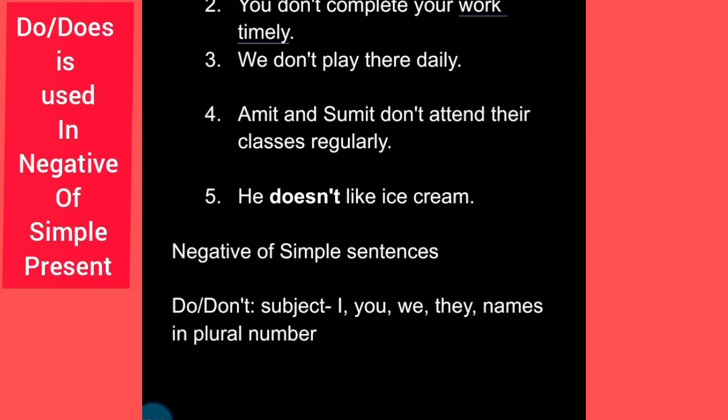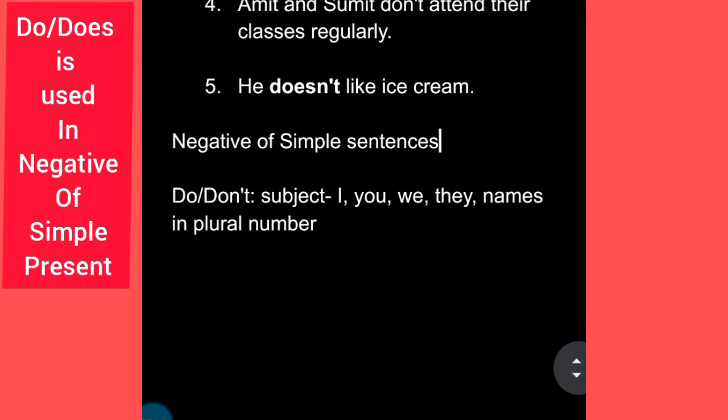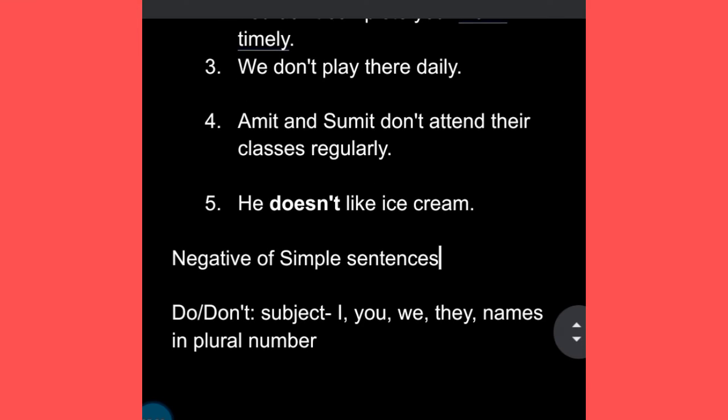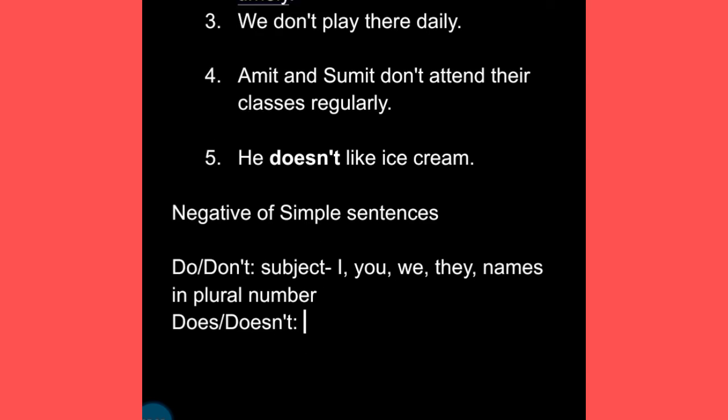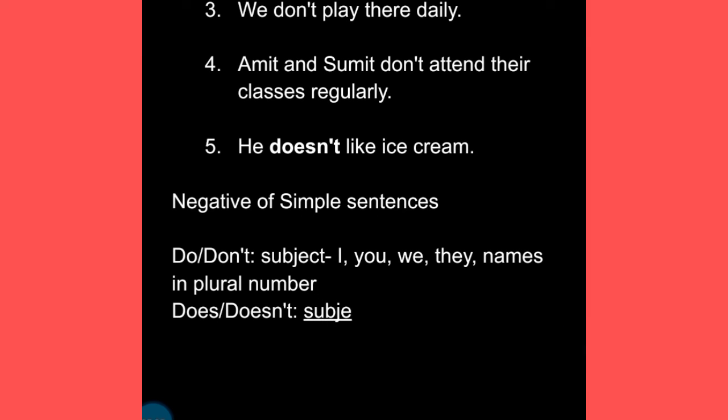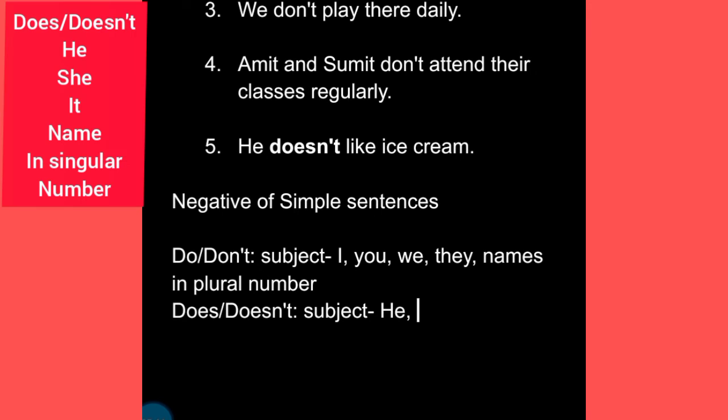Whenever we make a negative sentence of simple present tense, then we have to use do and does. Here we have seen where to use do. Now in one line only, I'll tell you where to use does or doesn't. We'll use does or doesn't when the subject is the remaining subjects, that is he, she, it, or a name in singular number.